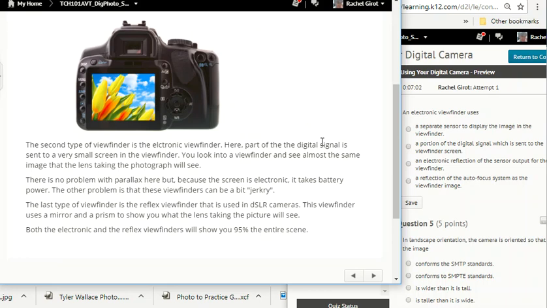The last type of viewfinder is the reflex viewfinder that is used in DSLR cameras. This viewfinder uses a mirror and prism to show you what the lens taking the picture will see. Both the electronic and the reflex viewfinders will show you 95% of the entire scene.